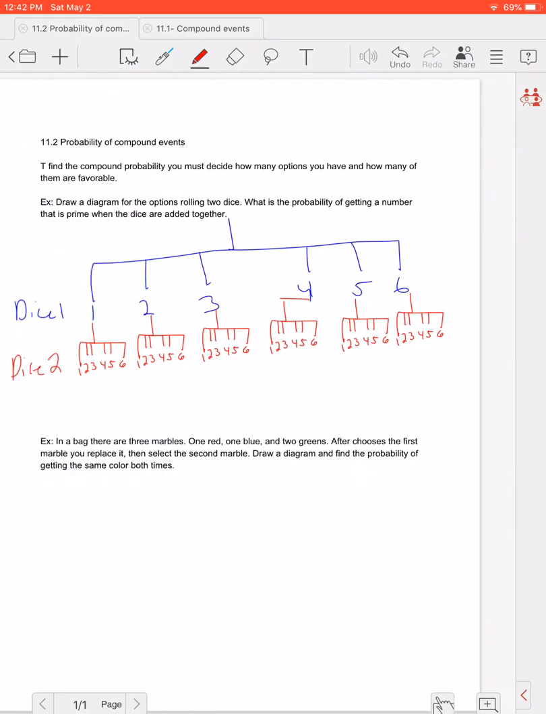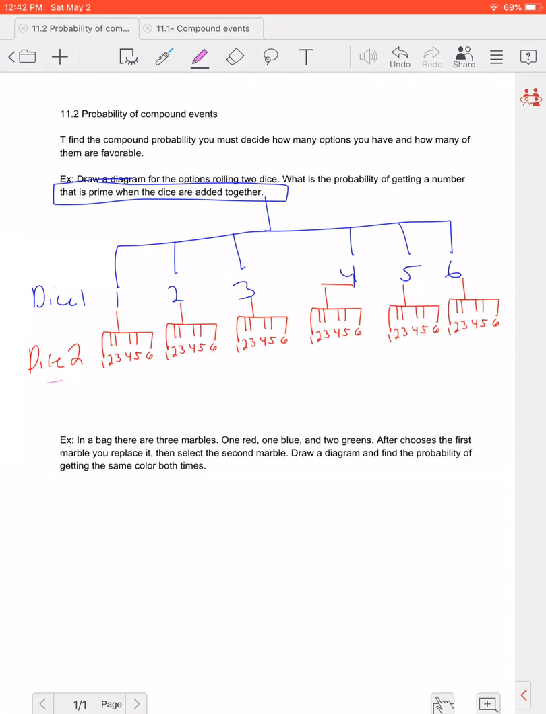Now, the big thing to realize is this question was asking us, they want to know when a prime number appears when the dice are added together. So I need to add dice 1 and dice 2 together. So if we look at this, we're looking at all of our possible outcomes.